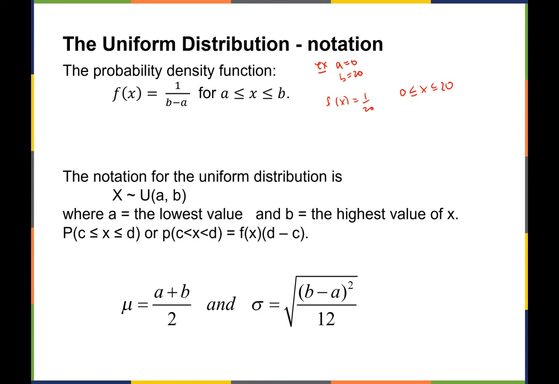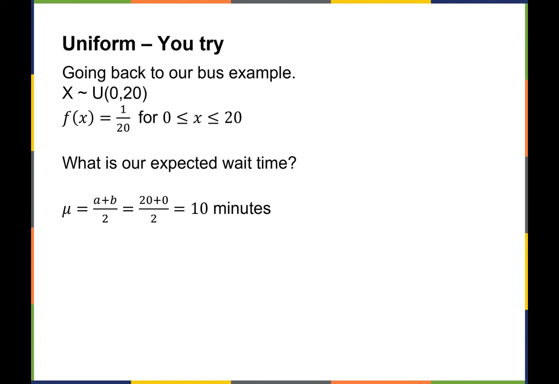For this distribution, we know that the mean is going to be a plus b over 2, which makes sense. That's the average value between a and b. And the standard deviation is equal to the square root of b minus a, squared, over 12. I'm not going to go through where those formulas come from because that's really beyond the scope of this class. So let's go back to our bus example. We know that for our bus example, our random variable is distributed uniform 0, 20. And so our probability density function, f of x, is equal to 1 over 20 for 0 less than x less than 20. What is going to be our expected wait time? Well, we plug in and average the values between 0 and 20. We get 10 minutes. It's our expected wait time.